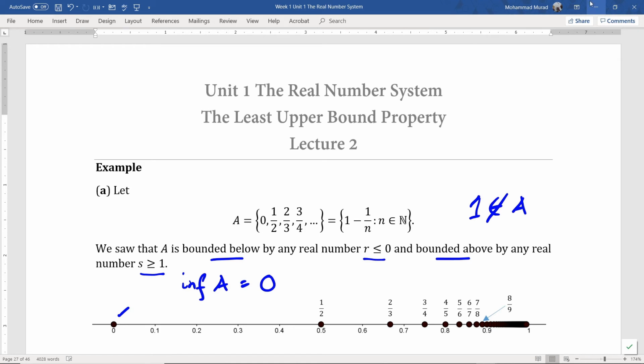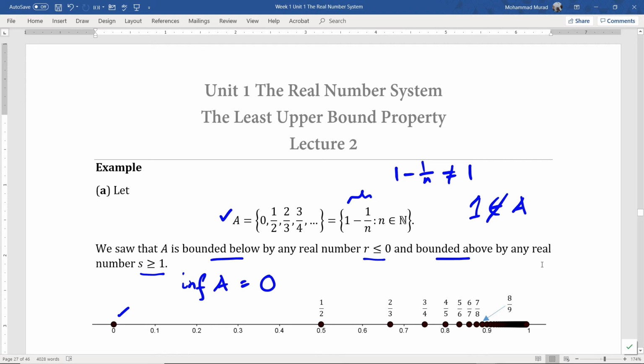This can be proved from here. For no value of n would this become exactly equal to 1. But the numbers seem to be getting closer and closer to 1. We might think that there is a number close to 1 at which all the numbers of this set stop.